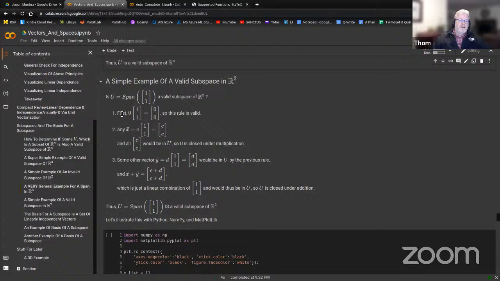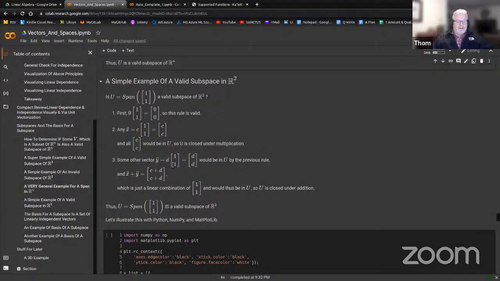two-dimensional real space? Well, first, we multiply 0 times 1, 1, we get the 0 vector. So this rule is valid. If we multiply any C, oh, yes. So if we take X is some value C times our span, our U, we get CC. And all CC would be in U, because we're talking about the span. Again, the span is, I mean, this really is the span. If we say C's are all real numbers. So U is closed under multiplication.